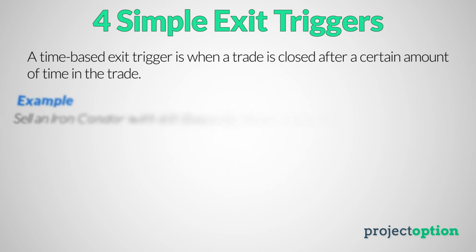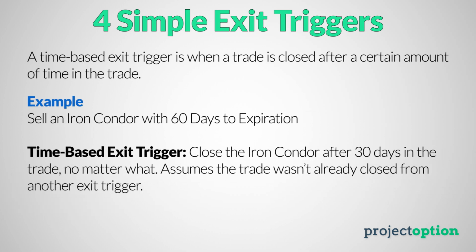For example, if I sell iron condors on SPY and I sell them with 60 days to expiration, or whatever expiration has closest to 60 days until expiration, an example of a time-based exit would be to close the iron condor no matter what after 30 days in the trade.